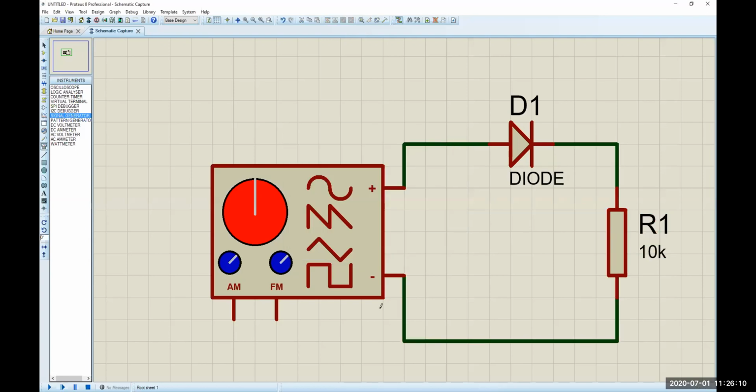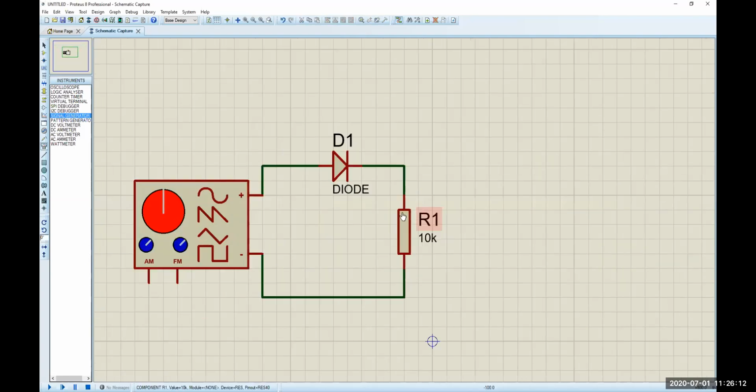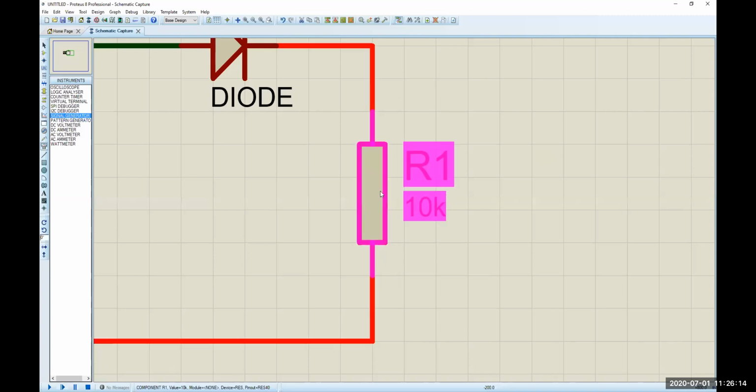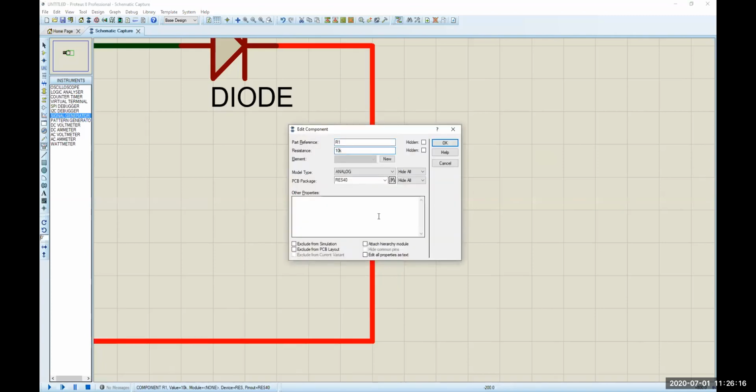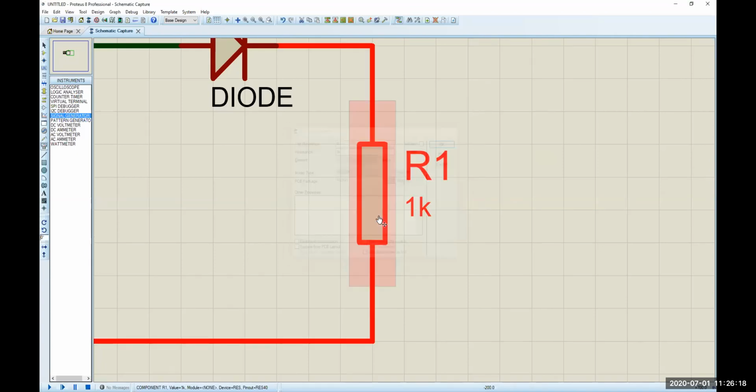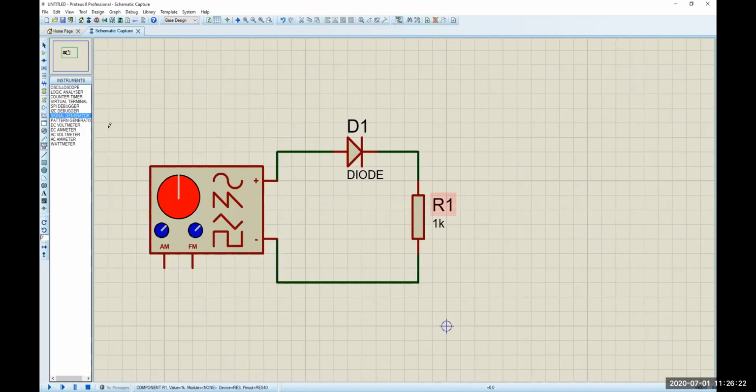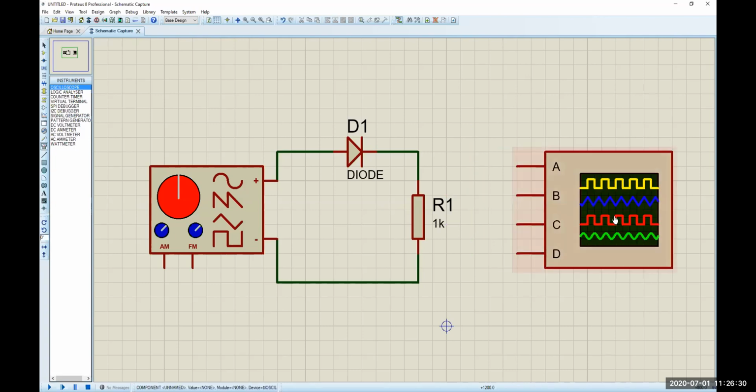Okay. Now you can change the value of the resistor. How? Double click the resistor. You can change the value: 1K, 10K, 100. You can do that. Now I want you to see the oscilloscope. In the instrument mode, the first one is oscilloscope. Now click and bring it.